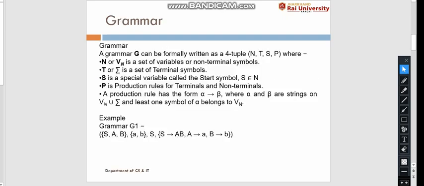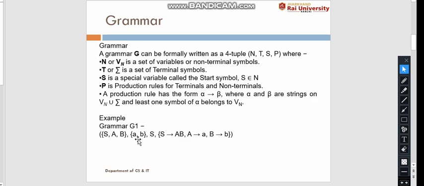A regular grammar is defined by a four tuple, and the tuples are V, T, P and S, where V, or sometimes it is also represented as N, stands for a finite set of variables. T is a finite set of terminal symbols. S is a special symbol which is called the start symbol, and P is the production rule which is defined over terminals and non-terminals.